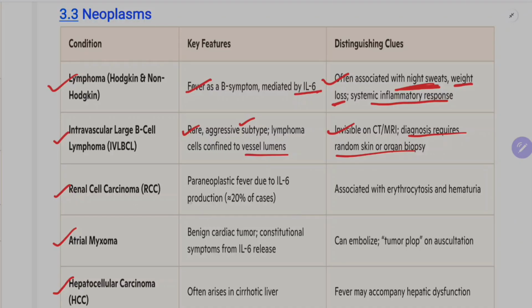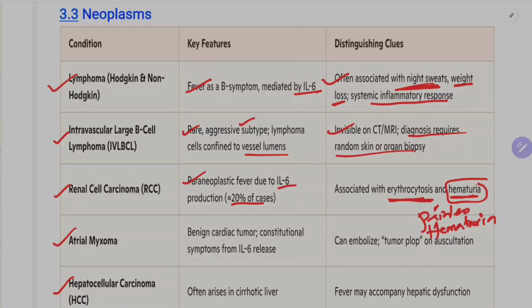Then renal cell carcinoma. Fever is part of a paraneoplastic syndrome due to interleukin 6, seen in approximately 20% of cases. Associated with, and this is important, erythrocytosis. Why? There is increased erythropoietin production from the malignant renal cells. And hematuria, which will be painless. Painless hematuria is dangerous.